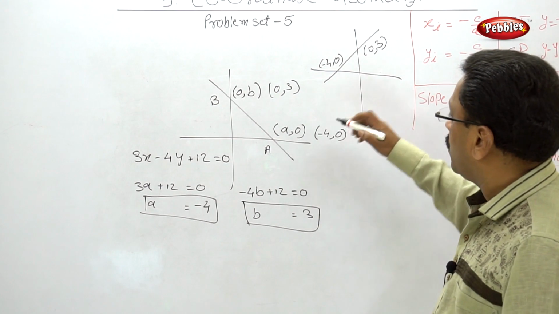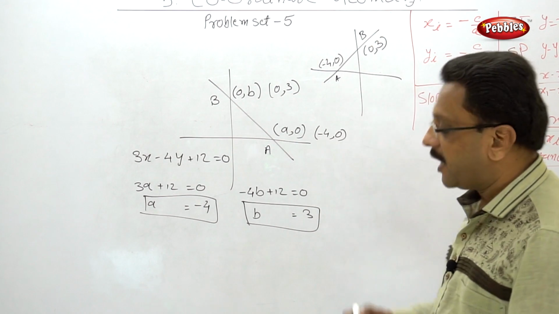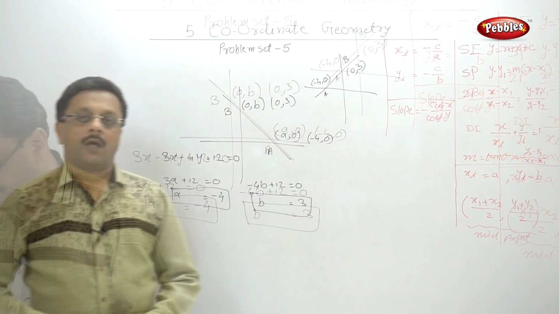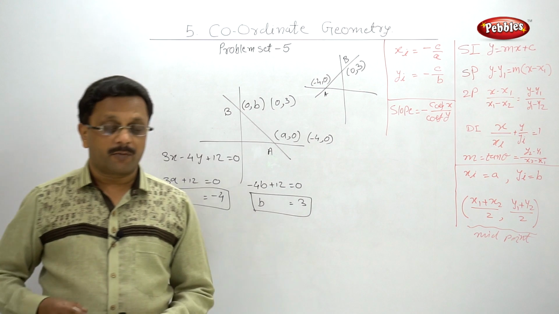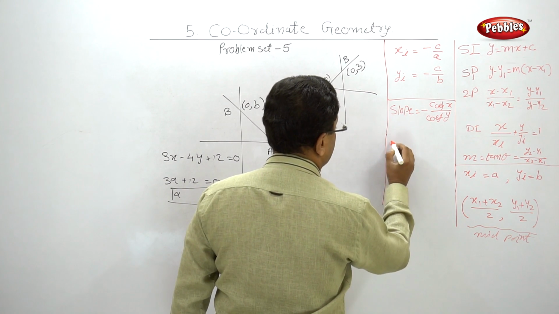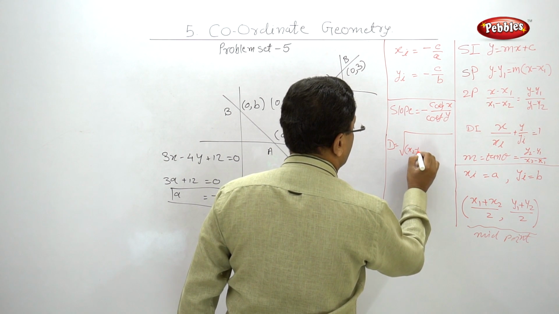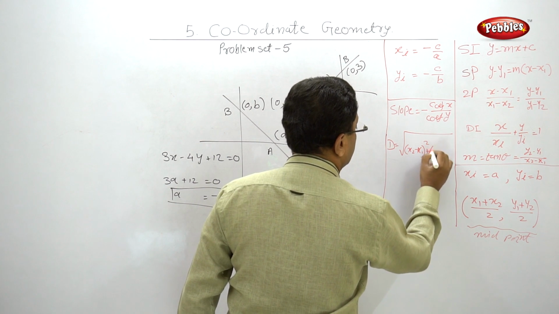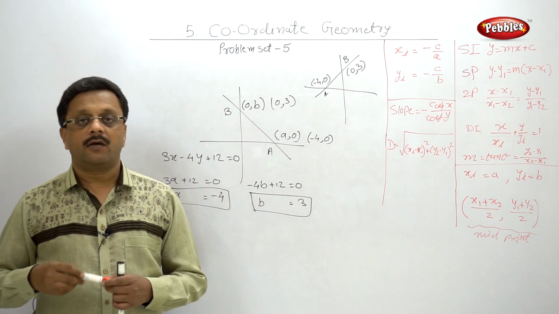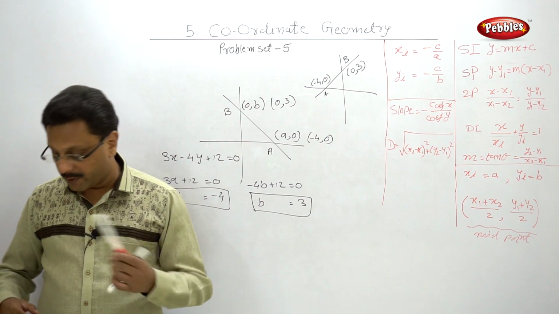Okay, now they also want the distance AB. Now how will you find the distance of AB? We have already learned the distance formula in class 9, and that distance formula is the distance is equal to under root x2 minus x1 square plus y2 minus y1 square. This is the distance formula to find out the distance between 2 points x1, y1 and x2, y2.